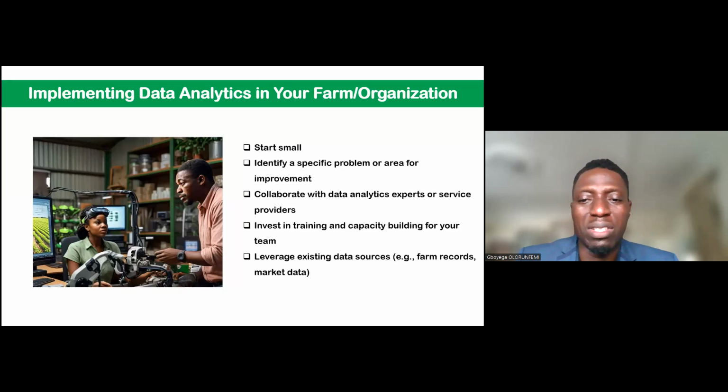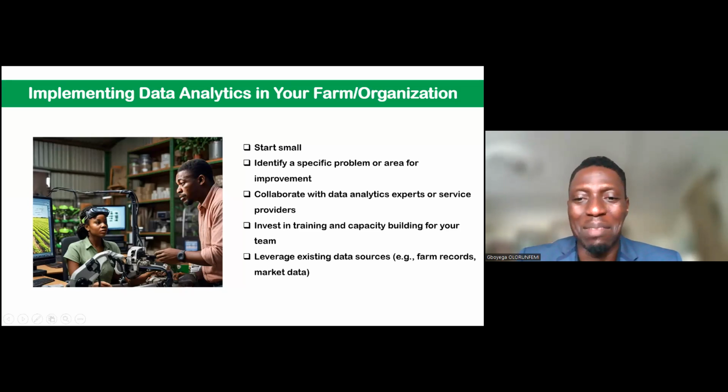So let us leverage existing data sources, farm records, market data. Let us look out on a daily basis, or at some time or the other, for data that exists within your own segment of the agri value chain, and ensure that you keep them to heart and make good use of them. Organize sharing sessions amongst yourselves and ensure that these are also in line with priorities for your organization.